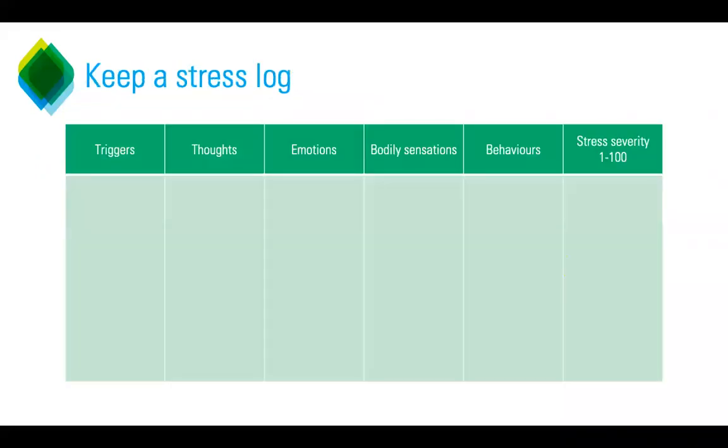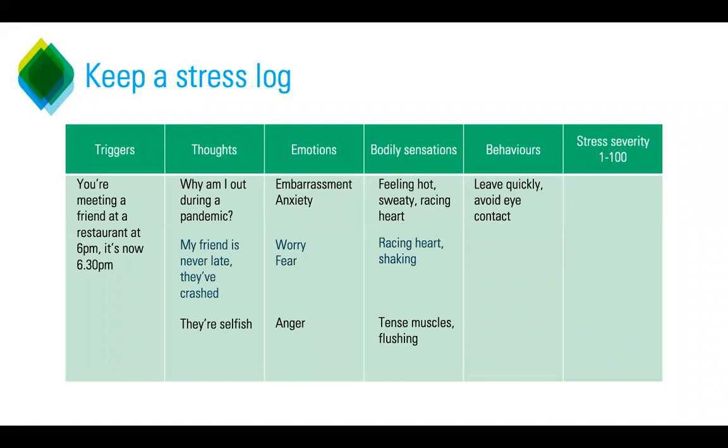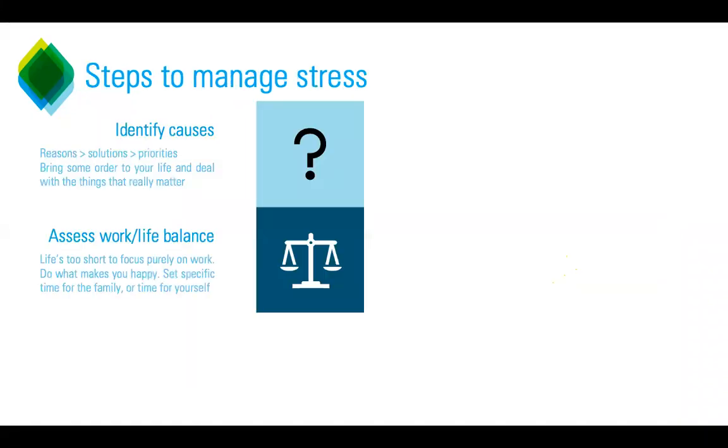You can also do that by keeping a stress log. So again, triggers, thoughts, emotions, bodily sensations, so the physical element, behaviors, and then you can also assign a stress severity. So how stressed do you think you were on a scale of 1 to 100? The purpose of doing this is because over time you might find that if you experience the same issue, same trigger, you might not feel as stressed with it the next time because you've built some resilience already. So in the interest of time, I did have a little example to go through here, but I'm just going to whiz through this. The slide will be available afterwards so you can have a look at it.